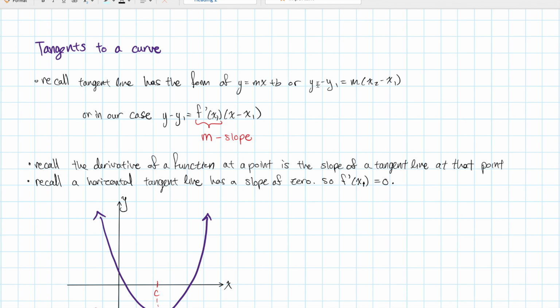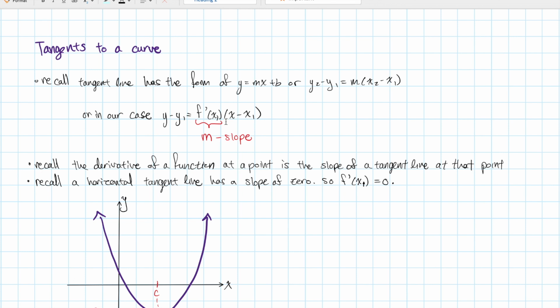Or also the form y2 minus y1 is equal to m times x2 minus x1. Remember that we have these points, right? This particular point, and the slope is m. In our case, we're going to be labeling it as y minus y1 is equal to f prime at x1 times x minus x1. So the only thing that changed really is m, right? The slope.